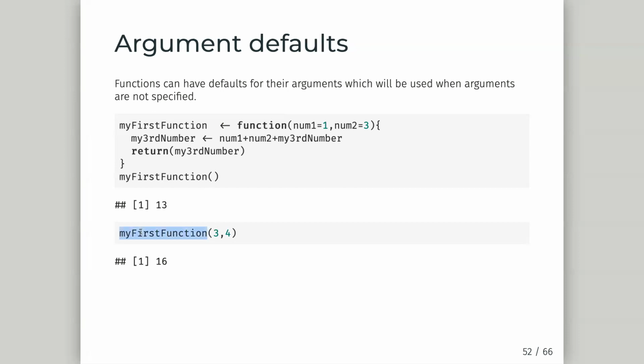I can also then run my function and update these arguments if I want to, and I can do it more the way you were suggesting earlier on, where I don't explicitly name the argument. But here I'm going to say my first one's 3, my second one's 4, and I will override whatever it is.